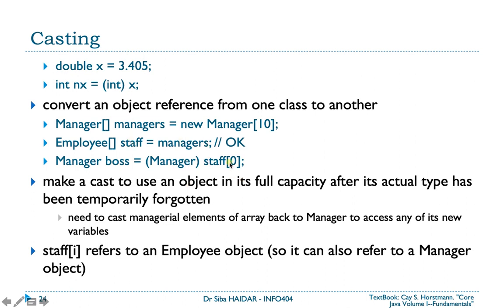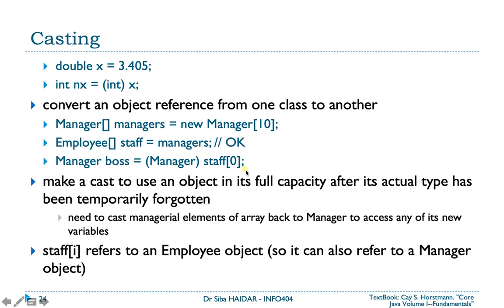And you know very well that inside staff of 0 there is a manager object, because the initial type of staff is of type Manager. As you can see, Manager is the real type of the elements in the array staff, because Employee staff equals managers. If I write this, will it work, yes or no?